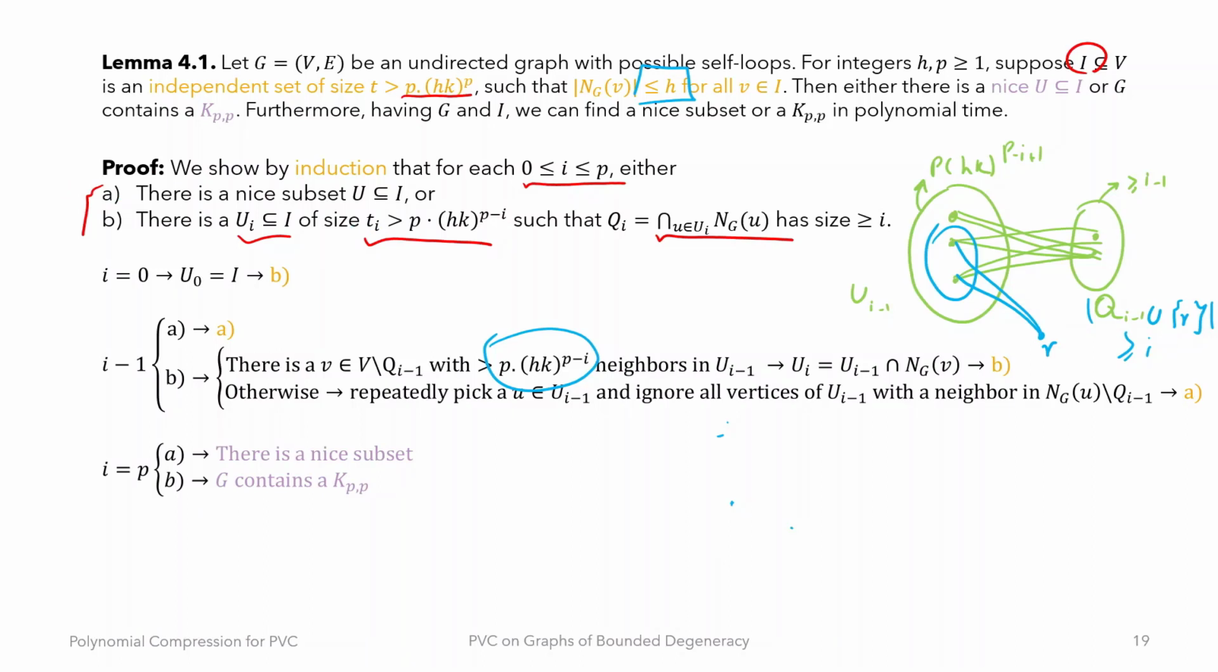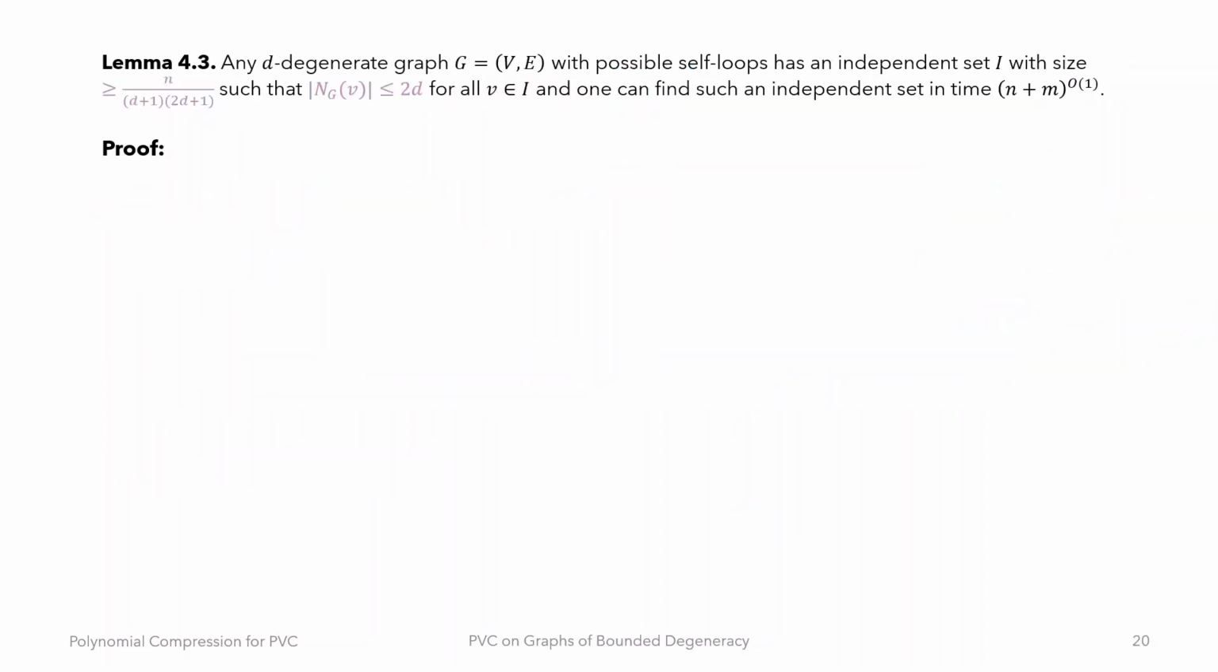If A is true, then there is a nice set in the graph. And if B is true, then we have U_P of size at least P, and everyone is connected to at least P vertices. So G contains a complete bipartite graph. So we are done with the proof, and the next one.